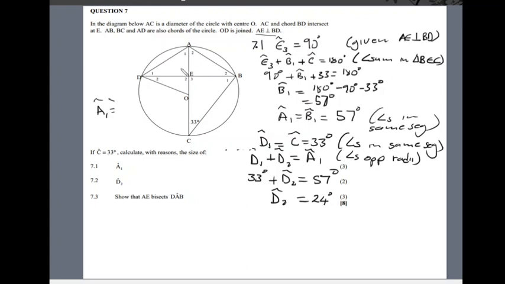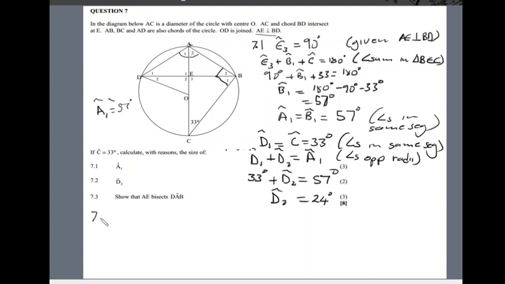So but then for me the easy way is to show that A1 and A2 are equal. How do I show that A1 and A2 are equal? I already have A1 as 57 degrees. Now I need to show that A2 is 57 degrees as well, right? So in triangle ABC, I have AC as the diameter. Therefore, this angle B will be 90 degrees. My reason will be angle in a semicircle, right?